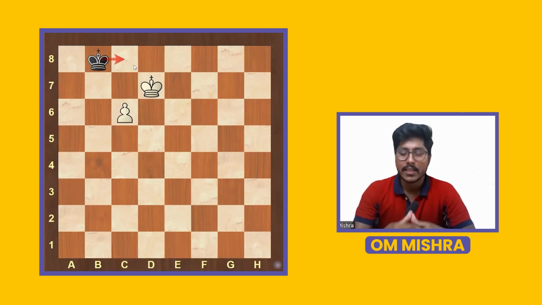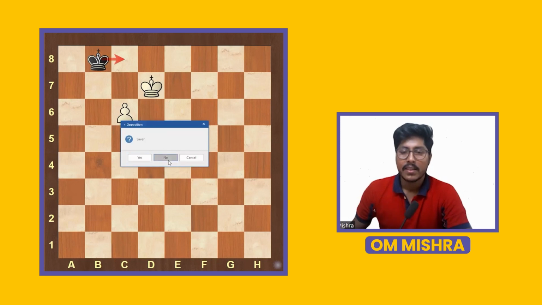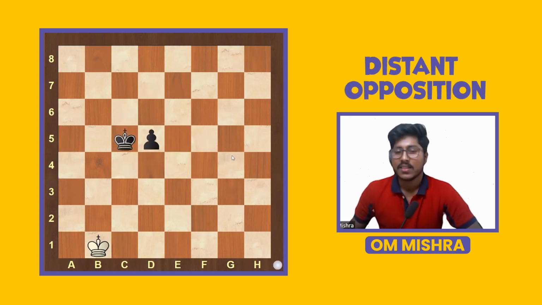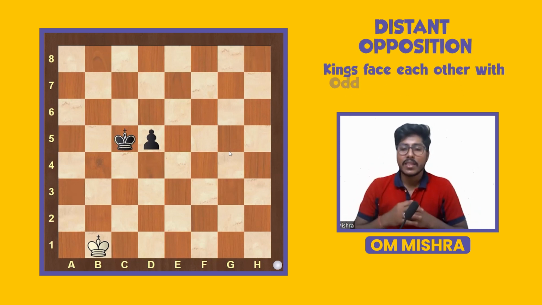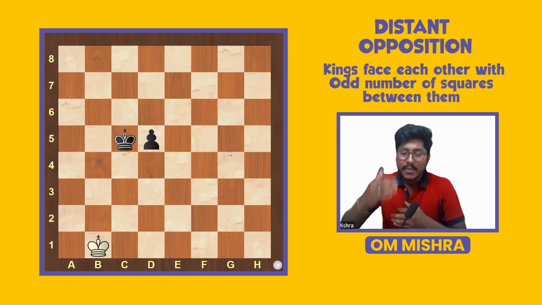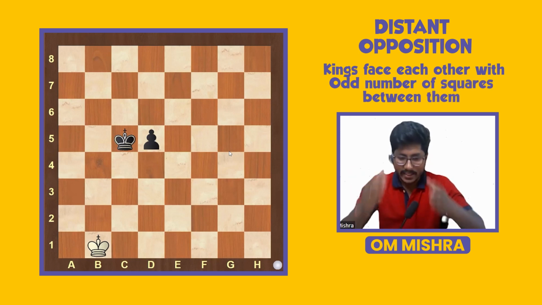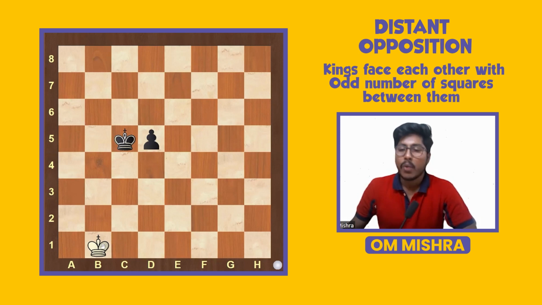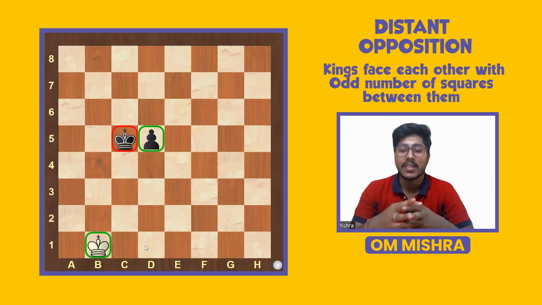Now let's go to the next position, that is distant opposition. What is distant opposition? Distant opposition means when the king faces the other king directly but there is an odd number of squares between them. That is, see here, if I am white here and the opponent is black having a pawn which he is trying to make a queen, can he do it or not? Let's visualize. Let's try to analyze. Please stay tuned with me and see here how the distant opposition is working.